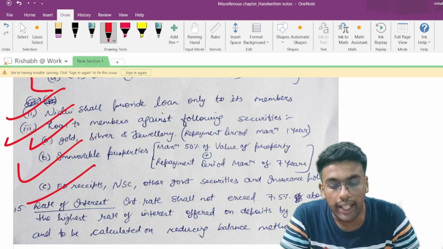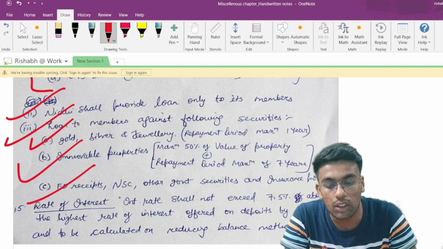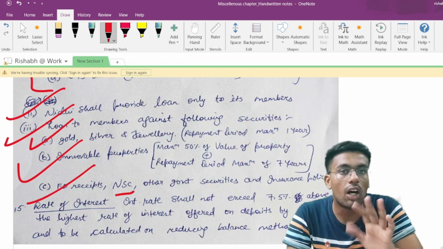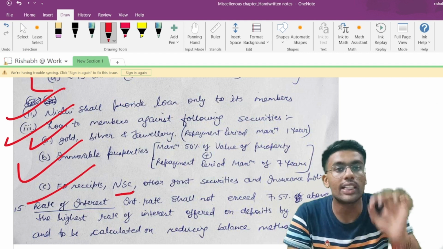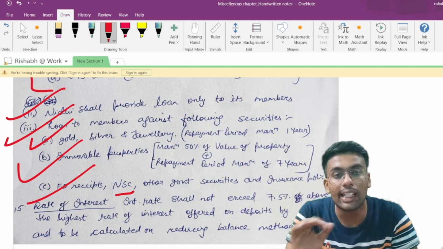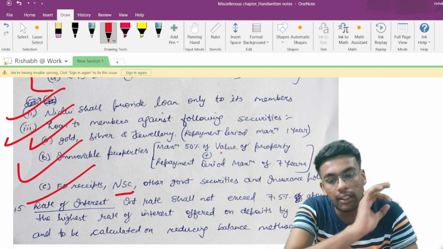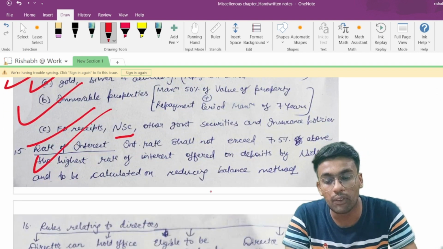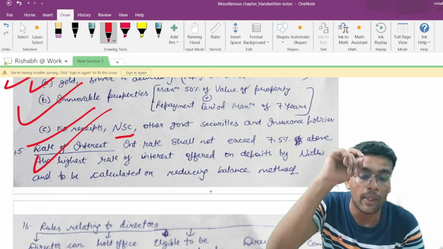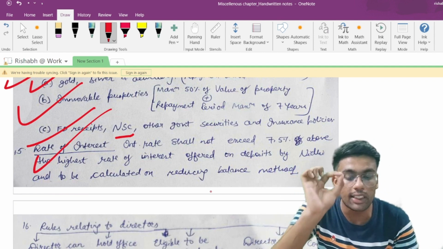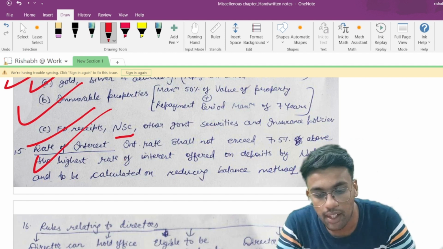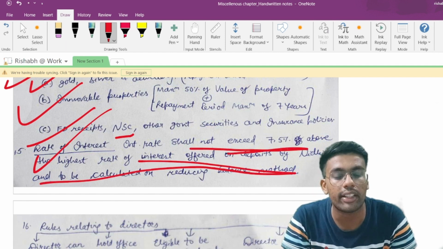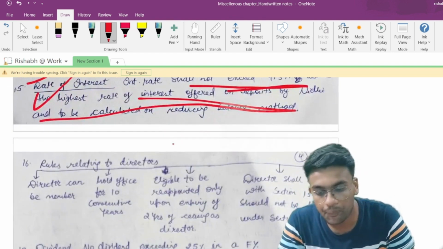FD receipts, NSC, other government securities. NSC बोलो तो National Savings Certificates, other government securities and insurance policies. Against all these kinds of securities, loan can be granted by the Nidhi Company to its members, but there are different repayment periods. Now, rate of interest shall not exceed 7.5% above the highest rate of interest that is offered on the deposits by the Nidhi, and it is to be calculated on the reducing balance method. So this is not much of relevance. If you remember only this 7.5%, this is more than enough.